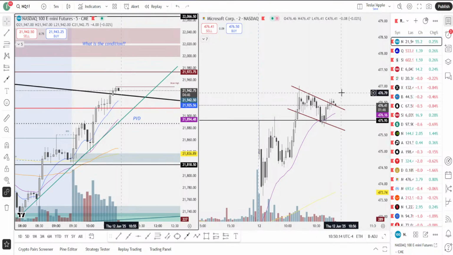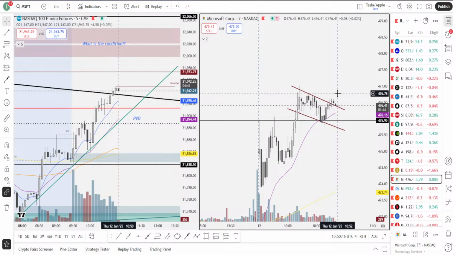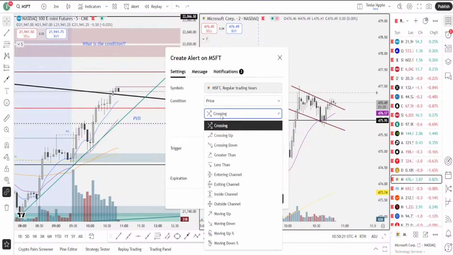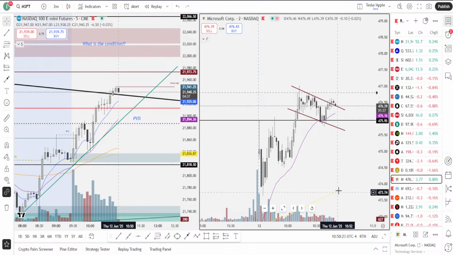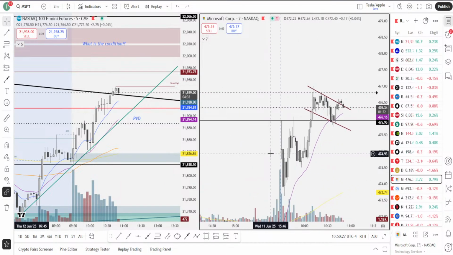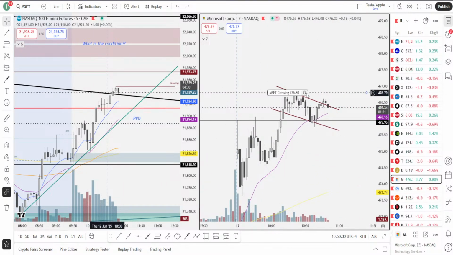I'm gonna put an alert here to cross this high on Microsoft. Crossing, yes. Let me know. If we break out this high, then yeah, I want to know what's up.